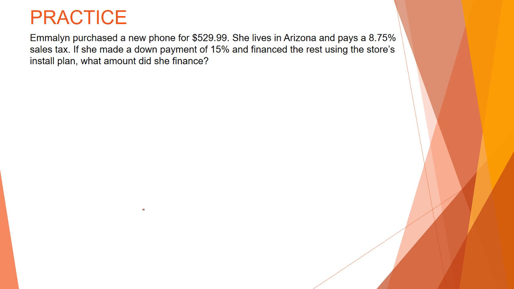Alright, we are going to go over this right now. So Emmeline purchased a new phone for $529.99. She lives in Arizona and pays an 8.75% sales tax. If she made a down payment of 15% and financed the rest using the store's installment plan, what amount did she finance? Same as before, first step, find the total tax.